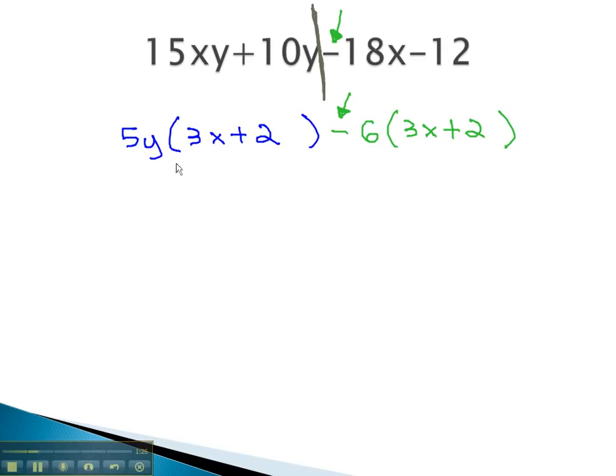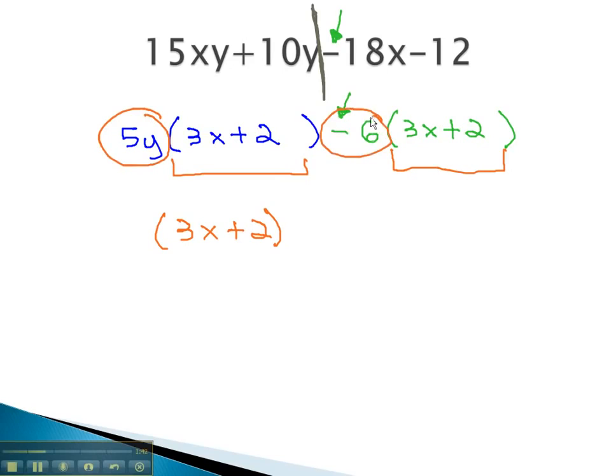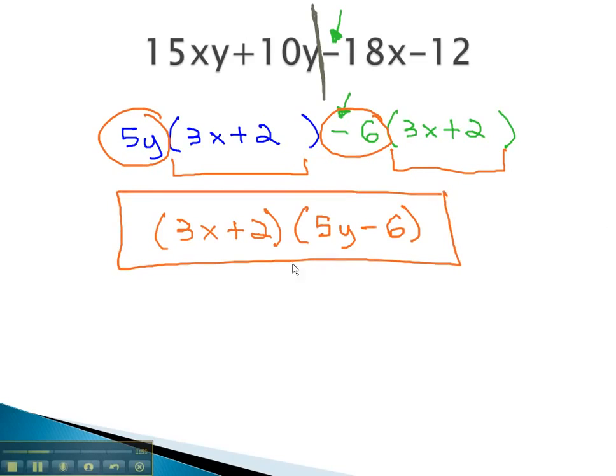Notice when we've done this, we end up with a binomial GCF that matches on both parts. 3x plus 2 is one of our factors. The other factor is what's left when we factor that out, 5y minus 6. And now we have factored our expression. These are the factors that, when multiplied together, will give us the original problem.